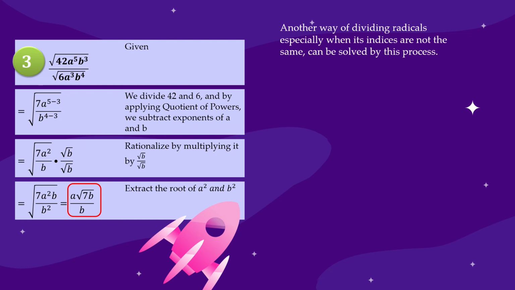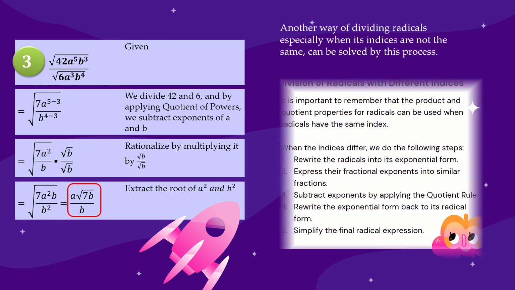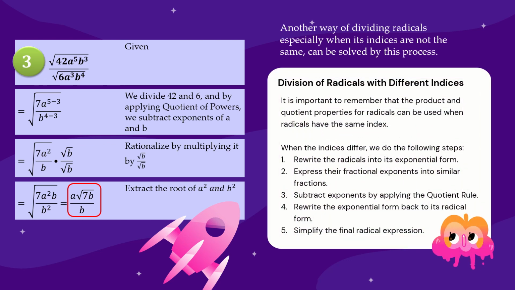Another way of dividing radicals, especially when its indices are not the same, can be solved by this process. Division of radicals with different indices. It is important to remember that the product and quotient properties for radicals can be used when radicals have the same index. When the indices differ, we do the following steps.